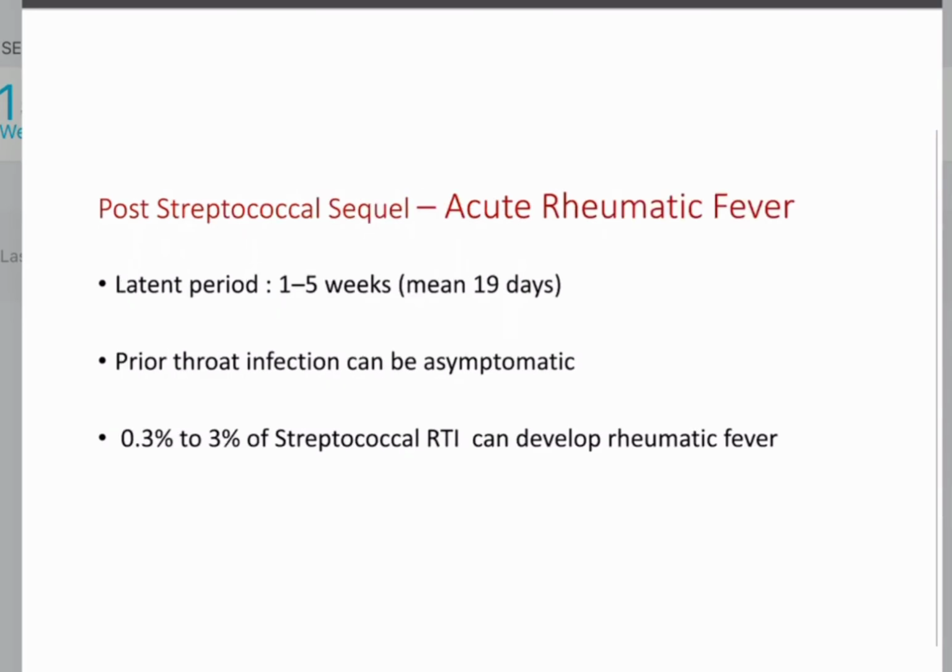Latent period means that the acute phase of respiratory infection has passed and the patient is now presenting with the manifestation of rheumatic fever, generally 2 to 3 weeks, and mainly 5 to 6 weeks. So the throat infection may be asymptomatic, and 0.3 to 3% of streptococcal respiratory tract infections can develop rheumatic fever if untreated.